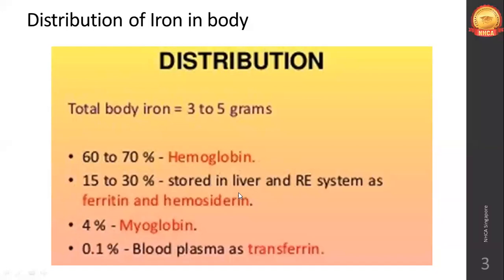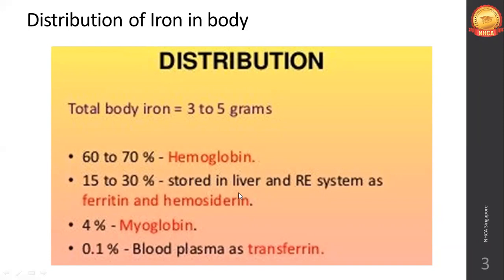Myoglobin is a muscle protein. So 4% of the iron is also found in your muscles in the form of muscle protein. And 0.1% of iron is found in transferrin. Transferrin is required for transferring the iron that your intestine has absorbed through food.